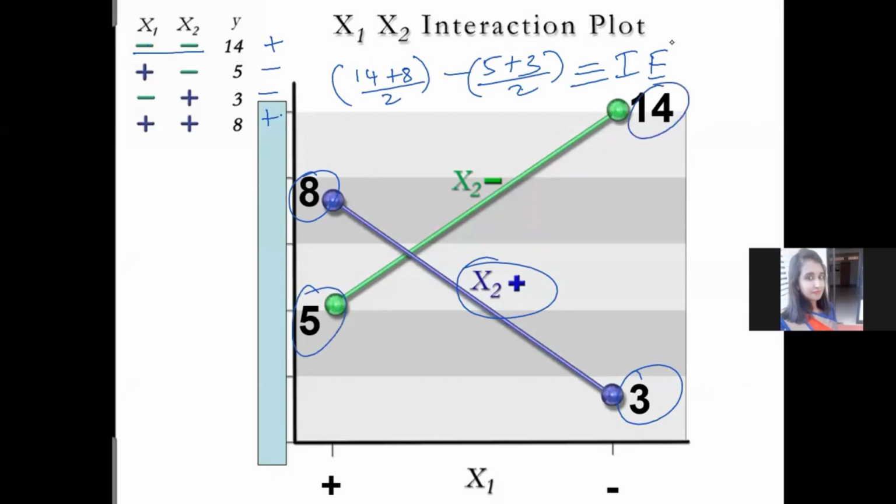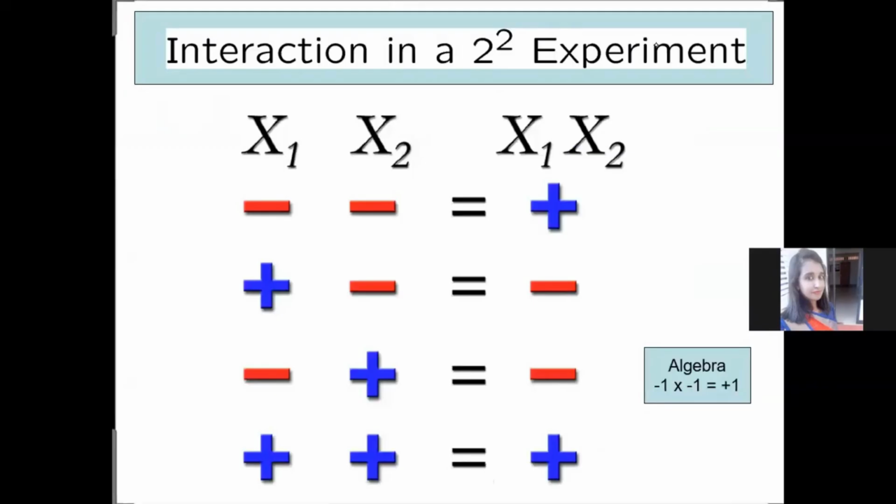5 and 14 are the values when x2 is minus. So take the average of these two and see whether the interaction is there. So that is how we find the interaction. I pointed this out last time, so this is what we have already said.